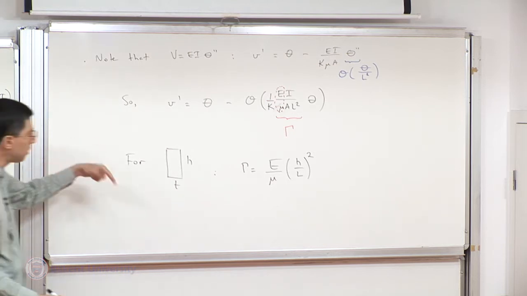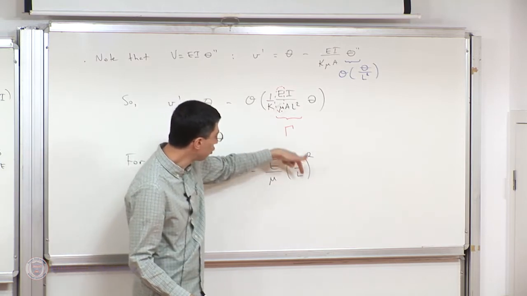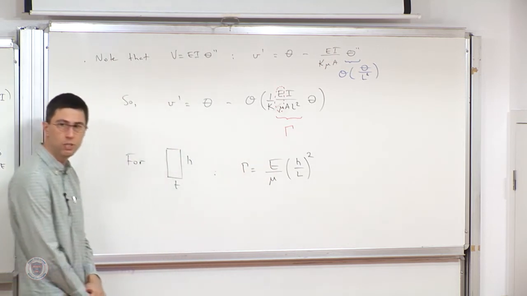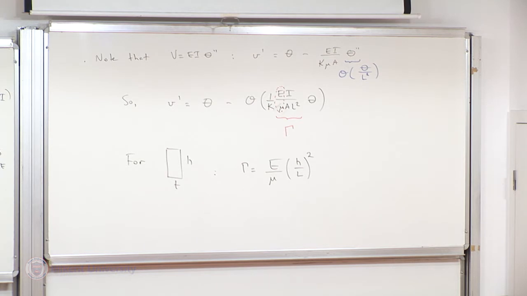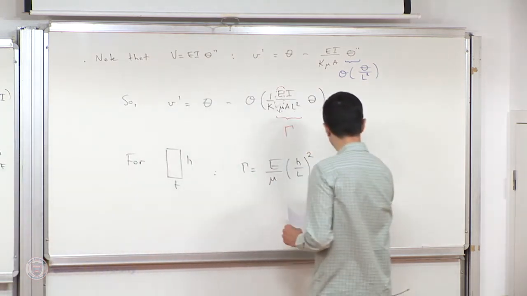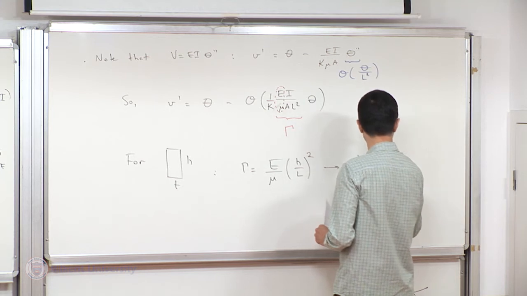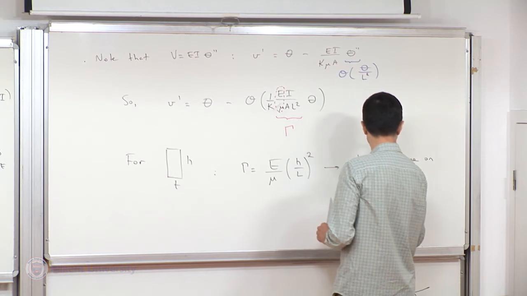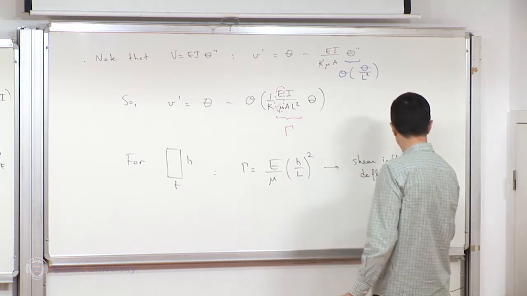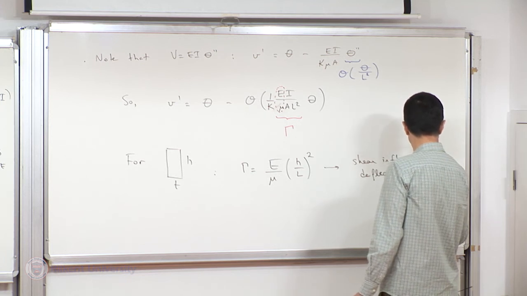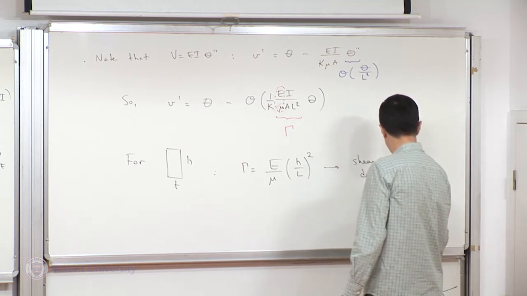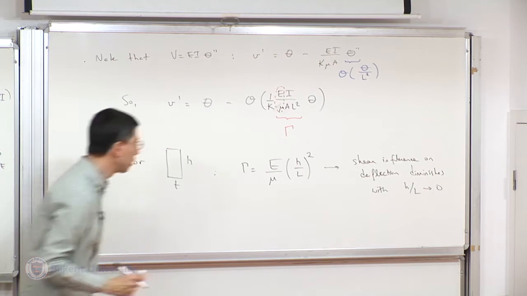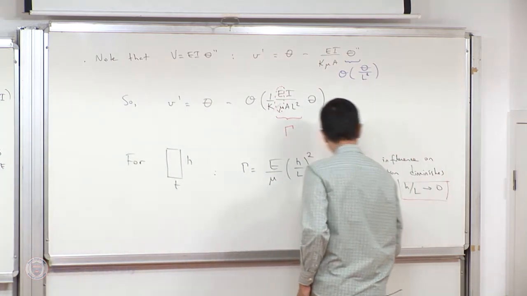Okay? So I've said several times that the ratio h over L is the thing that controls the influence of shear stresses. And here in this factor, we see that ratio h over L explicitly. Okay? So let's make a note of that here. Shear influence on deflection rapidly diminishes with h over L going to 0. Okay, so that's our geometrical ratio.